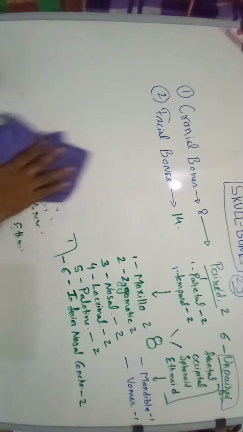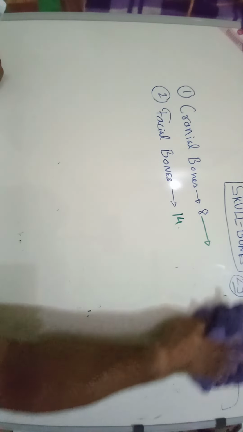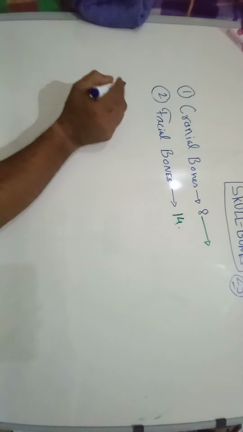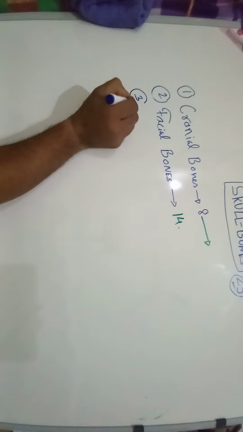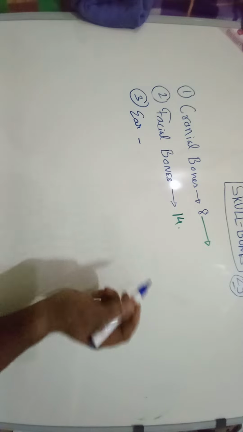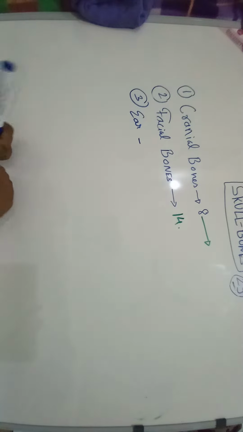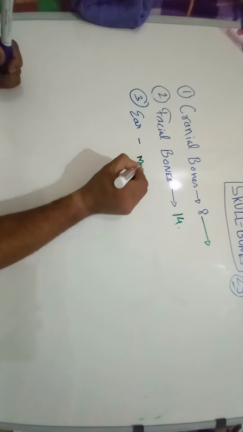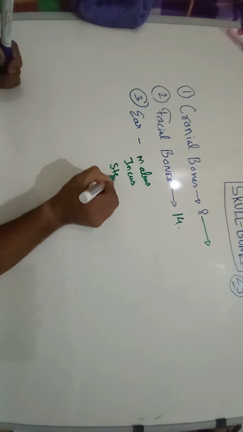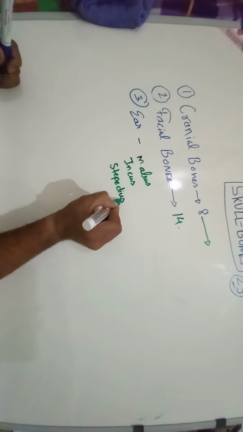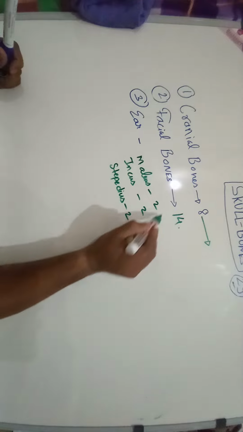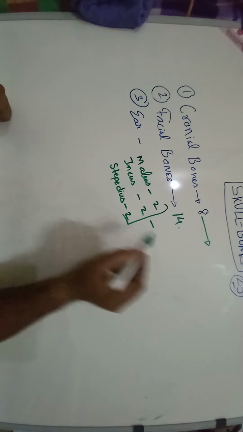Okay, now we will talk about the third one, the ossicles. Three ossicles: malleus, incus and stapes. How many are there? There are 2 sets, 3 on each side, 6 bones.